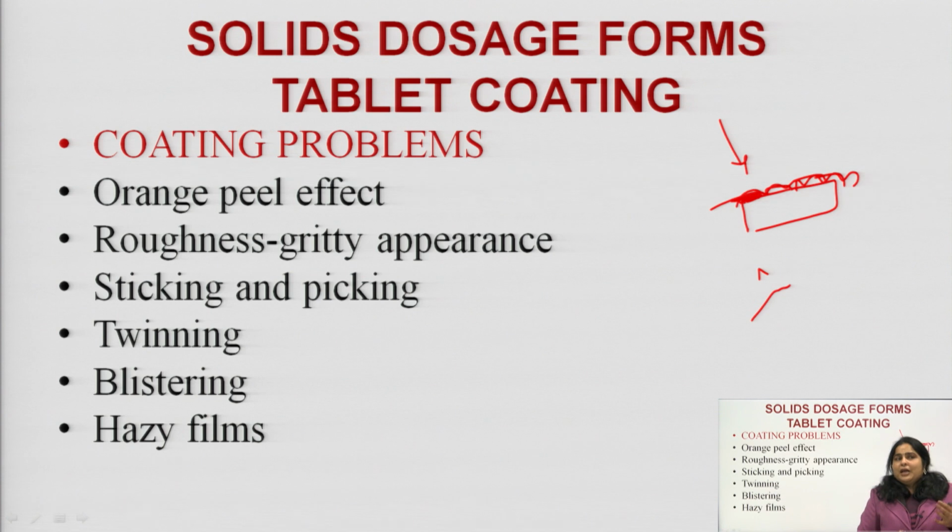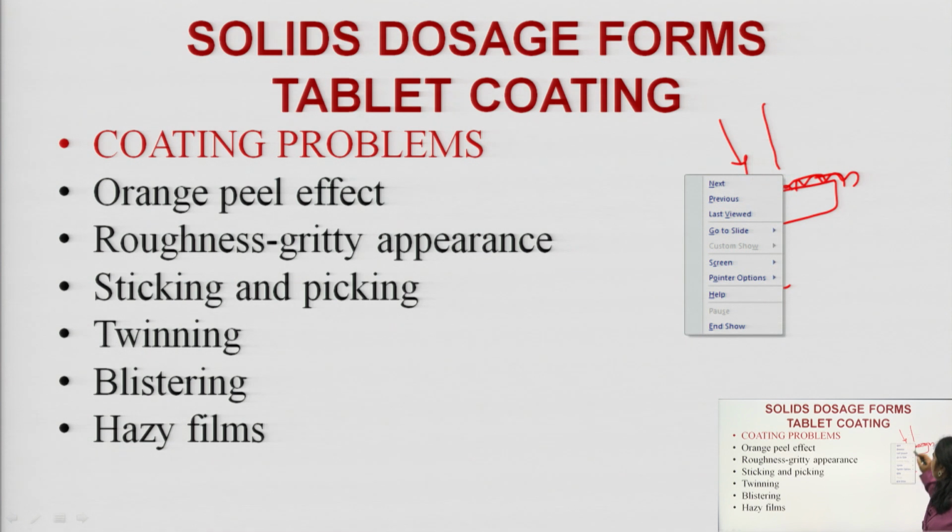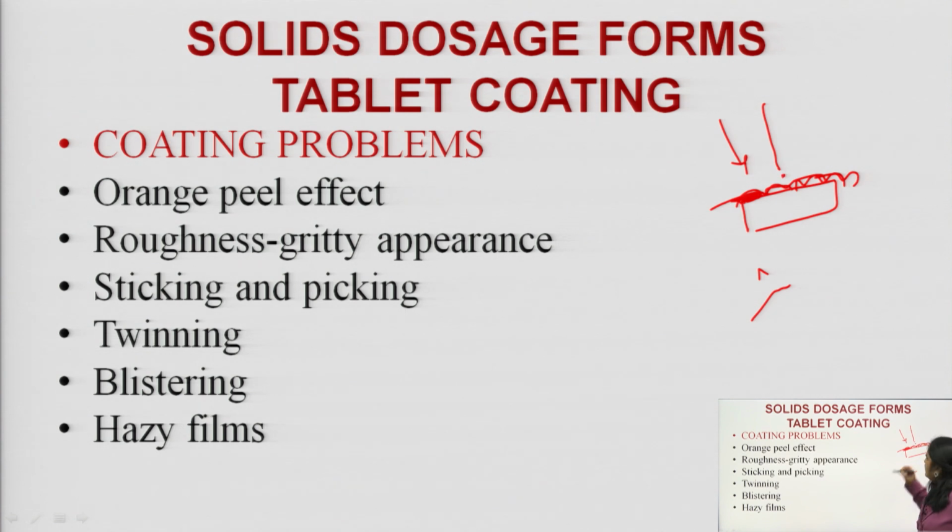Then, if the droplet of coating solution is dried before reaching the surface of the tablet bed, then when it reaches, it will be a simple drop, a simple dot of the polymer. So, the tablet will have a gritty appearance if the coating solution is dried in between before reaching the tablet surface. So, ultimately it will give roughness or gritty appearance.